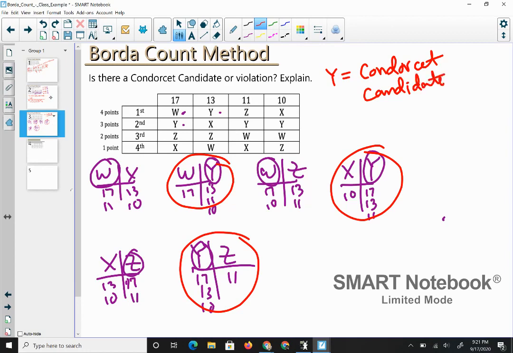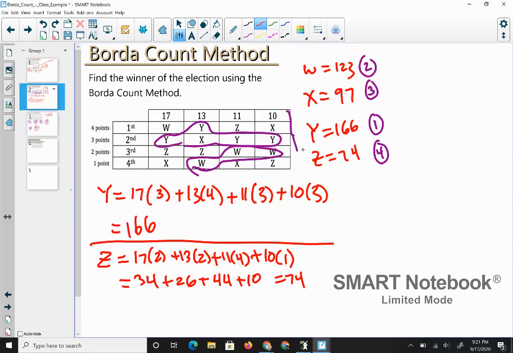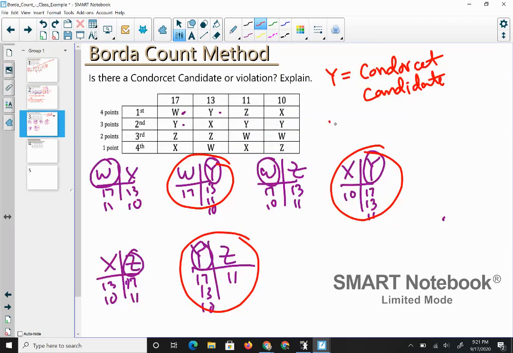And if we go back to the previous slide, we see that Y was the Borda count winner. So since both the Condorcet and the Borda winner are both Y, we say no violation.